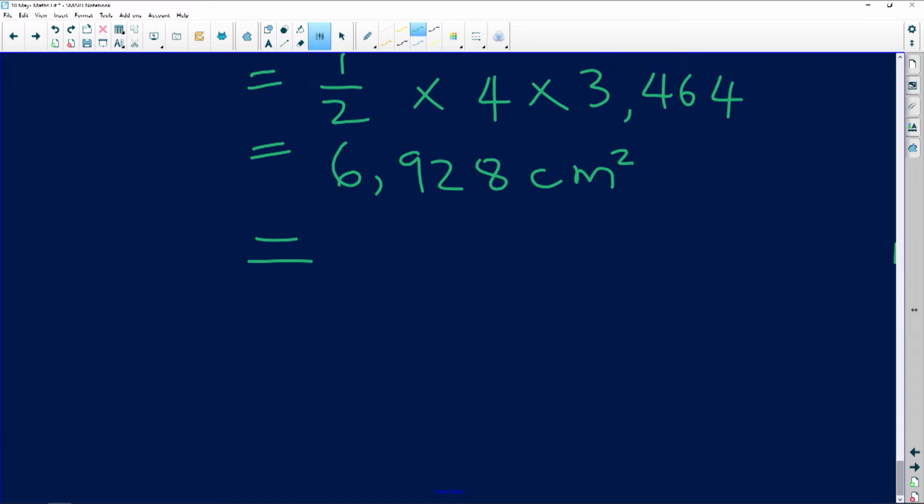If I'm rounding it off to 2 decimal places, what's going to happen is that it's the 2 that is going to be affected. And if it is the 2 that is affected, it means that the 2 is being affected by this 8 over here. So this 8 over here is higher than 5. So it's going to become 6.93 centimeters square. Perfect. Let's go to our next question.